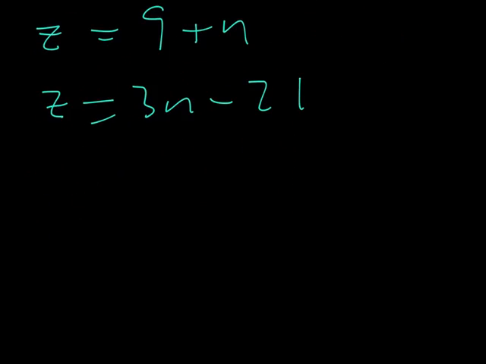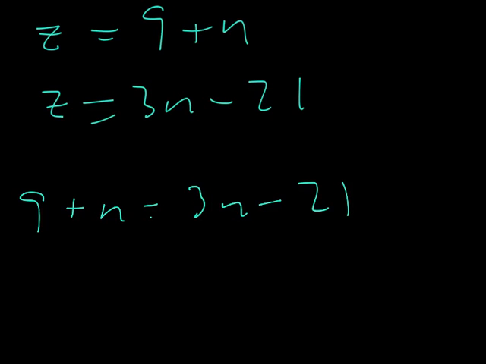So if we look at the first statement and the second statement, they both say Z equals something. So Z equals 9 plus N, and Z is also equal to 3N minus 21. Then 9 plus N must also equal 3N minus 21. So let's go ahead and write that down. Okay, and let's go ahead and rearrange this a little bit.